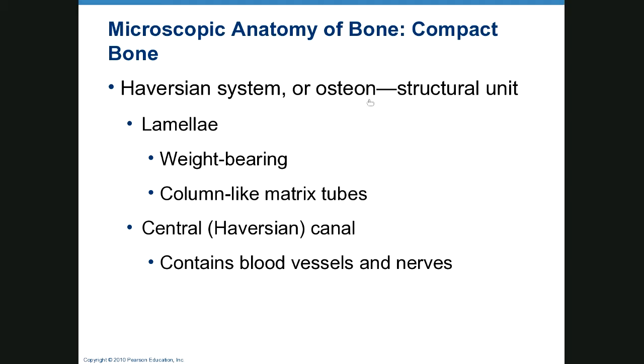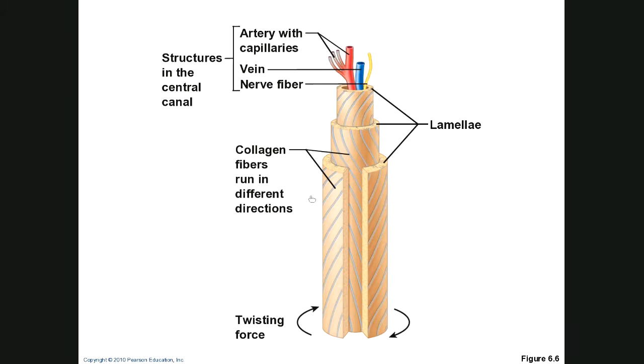Okay, now compact bone is made up of Haversian systems, also called osteons. This is a structural unit of compact bone. The lamellae are weight-bearing, column-like tubes. Then it has the central or Haversian canal for vessels and nerves. So here we have the lamellae for resisting twisting force. You see collagen this way, collagen this way, collagen this way, and the canal for the vessels and nerves.